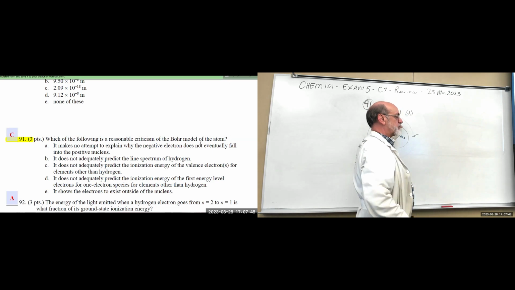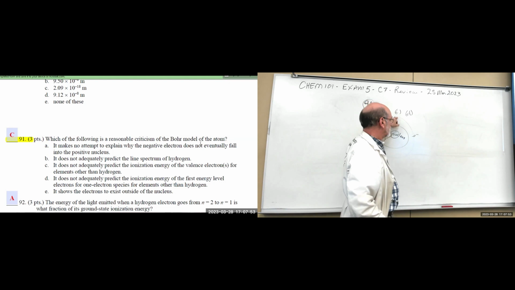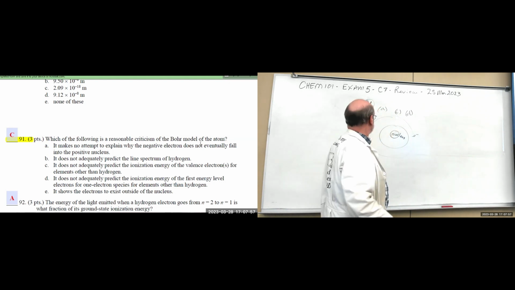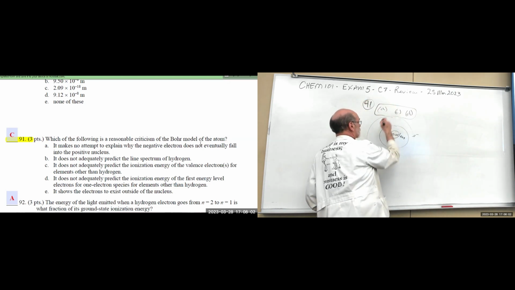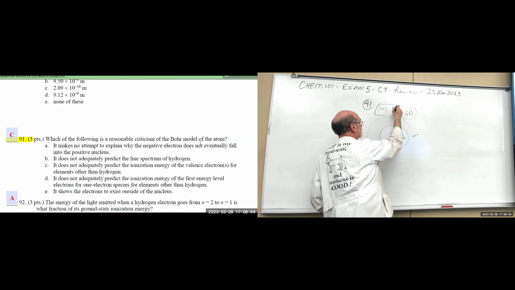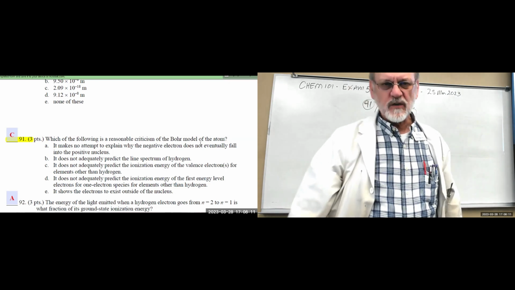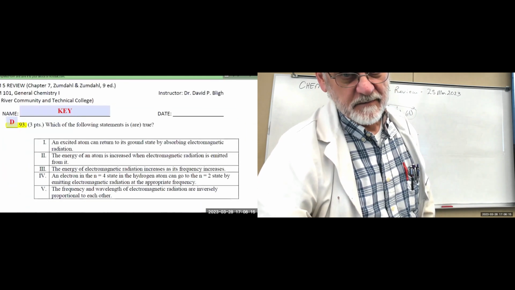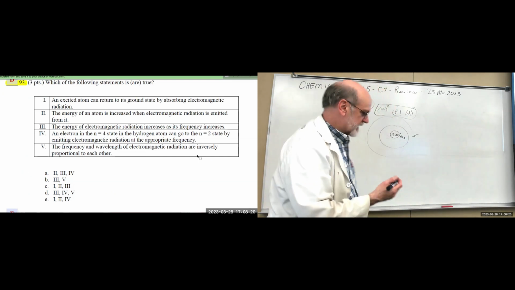It does not adequately predict the ionization energy of the valence electrons for elements other than hydrogen. But A is a pretty good one. All right. So actually, any one of these would be a reasonable criticism. This is the best one. This is the second, and this is the third. So that's not a well-written question, I must say. Okay, 93.